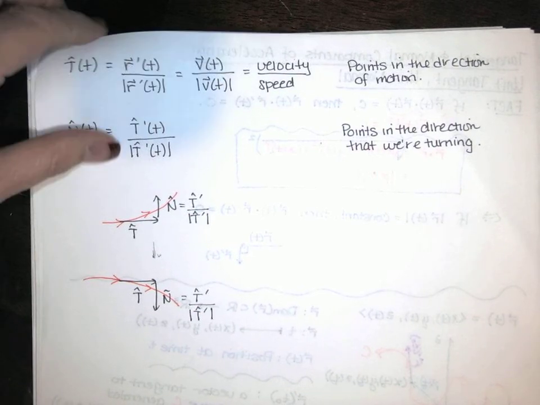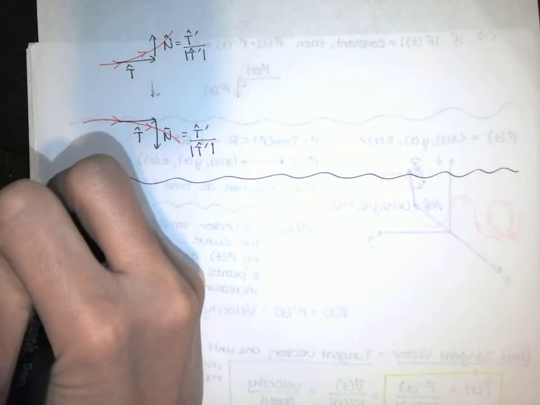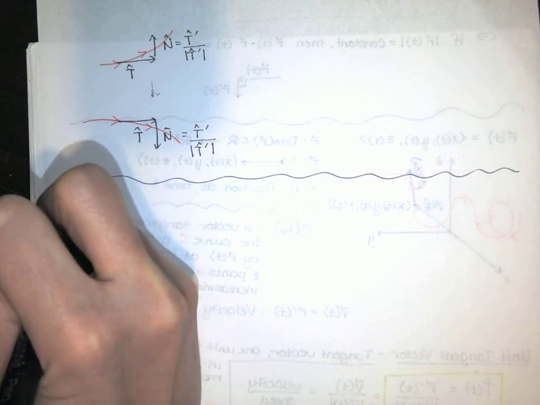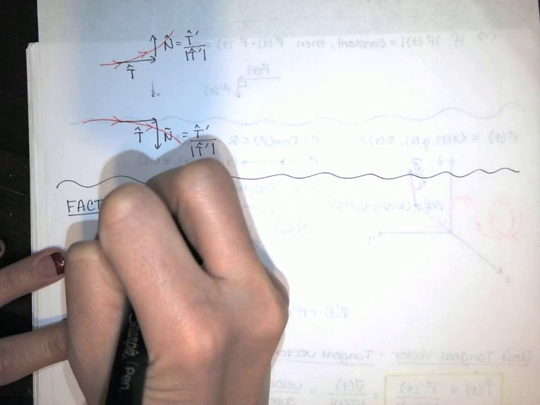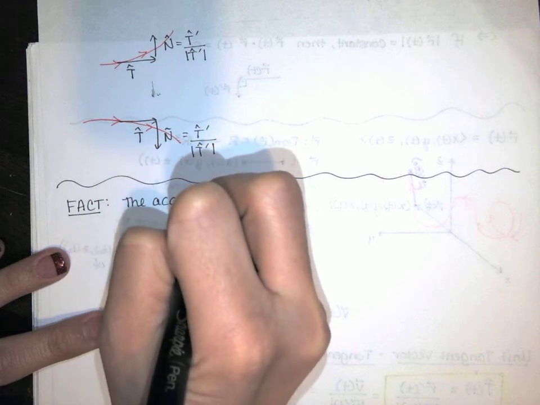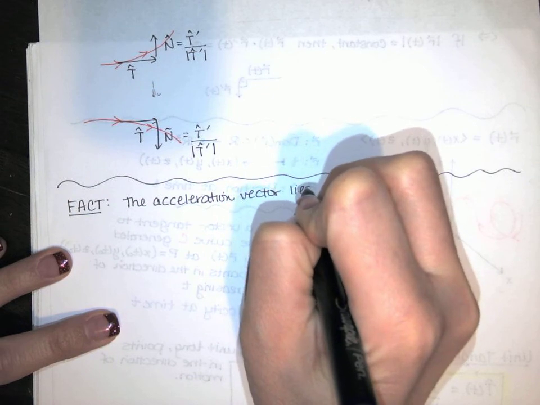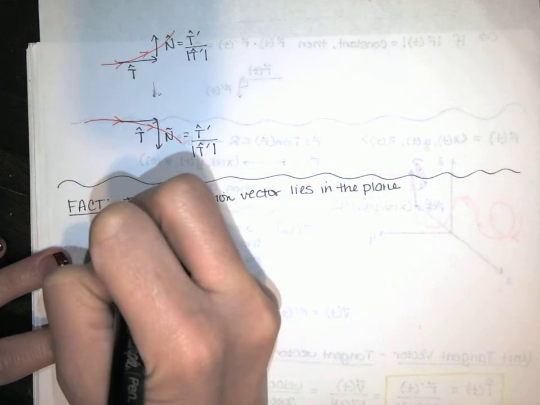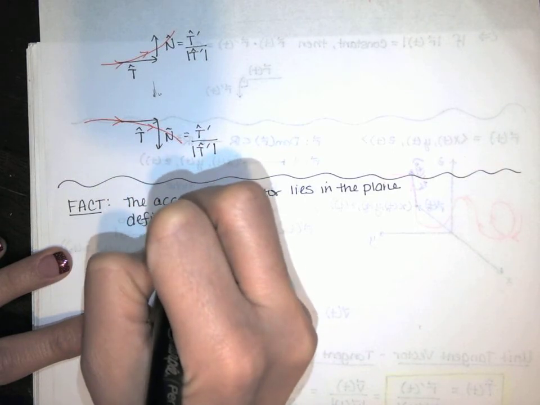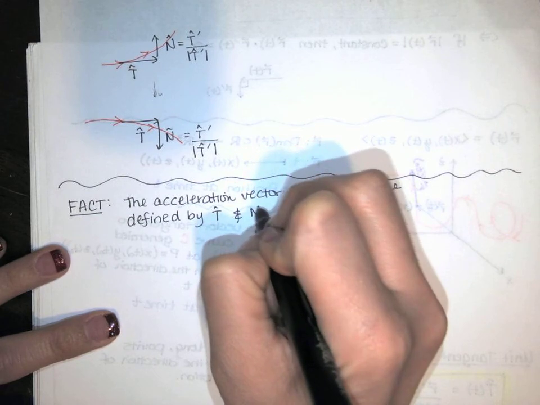Okay, so now let's talk about acceleration. Now this is a fact that you'll see in all of the calculus books. It says that the acceleration vector lies in the plane defined by 2 vectors, defined by t hat and n hat.